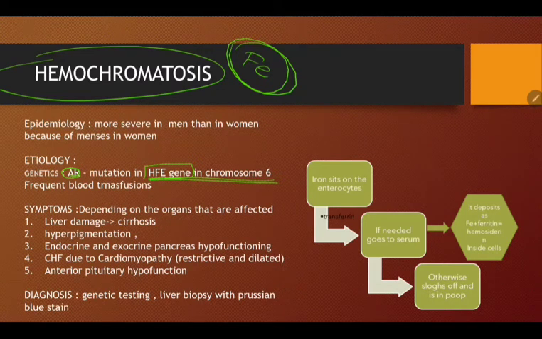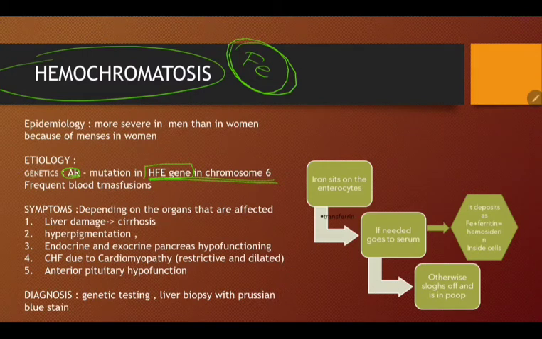The iron, once it's taken in by the gut, is lost through the sweat glands, skin cells, and GI cells. In the GI specifically, it will sit in the enterocytes. If needed, it goes to the serum. If not, it's deposited along with ferritin in the form of hemosiderin. So when there's too much, naturally it deposits in different organs.